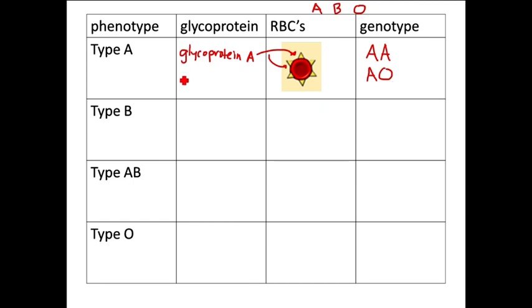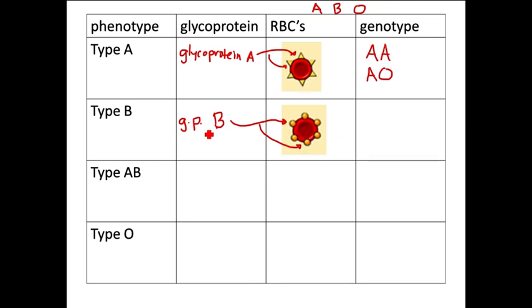Okay, the next is blood type B. I'm going to abbreviate glycoprotein B as GPB. So a person with blood type B makes only glycoprotein B. And the red blood cell could be represented like this, with these little balls representing glycoprotein B on the surface of the red blood cell. Notice they don't make A, just like this one doesn't make B.